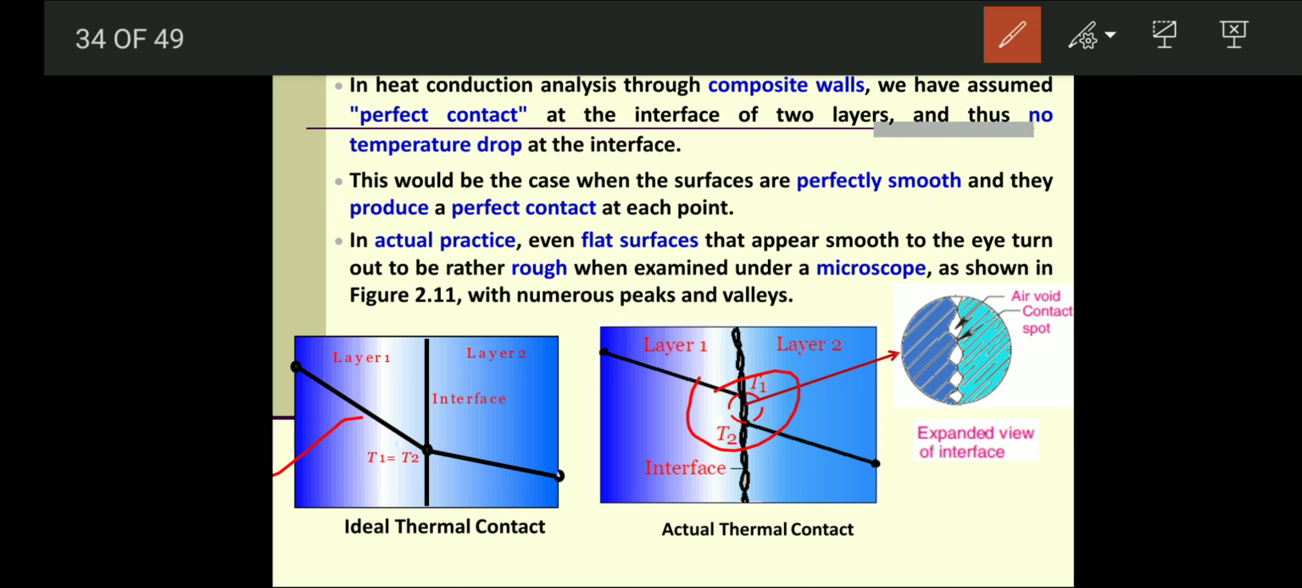Due to these void spaces, a large resistance to heat flow at the interface occurs. This resistance is known as the thermal contact resistance, and it causes a temperature drop between the two materials.